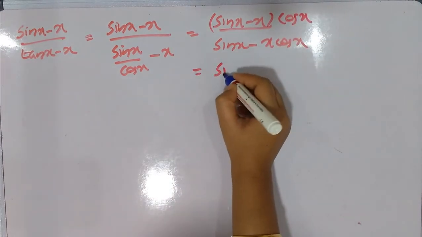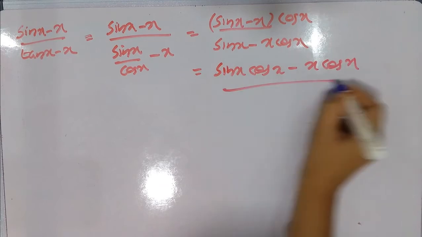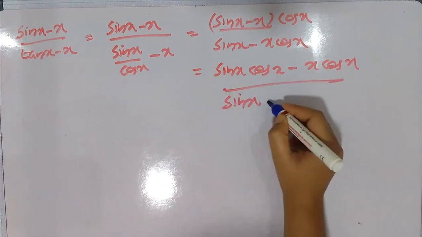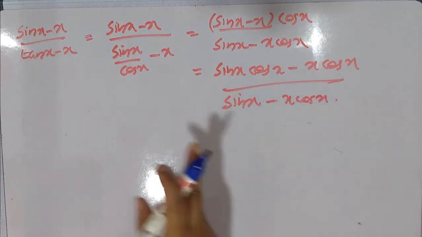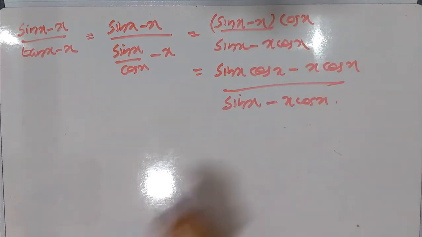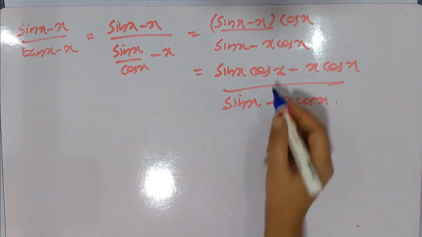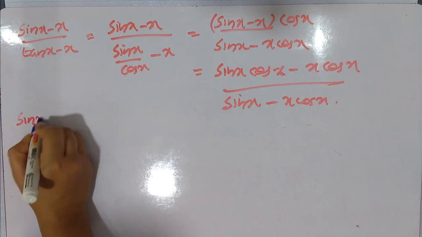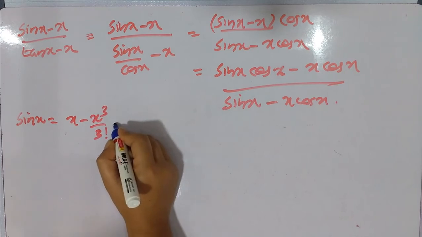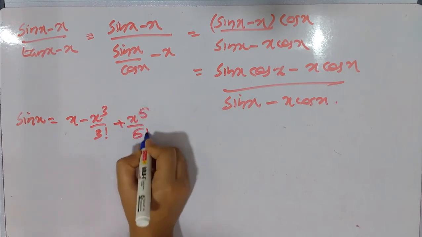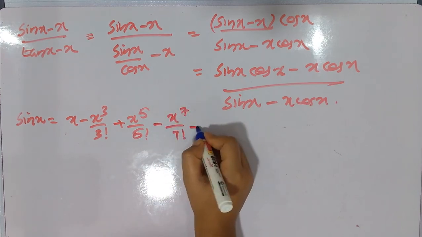Then multiplying by cos x, we get (sin x cos x minus x cos x) divided by (sin x minus x cos x). This is the series representation. Now, we use the Maclaurin series. First, sin x: sin x equals x minus x cube by 3 factorial plus x raised to 5 by 5 factorial minus x raised to 7 by 7 factorial plus etc.